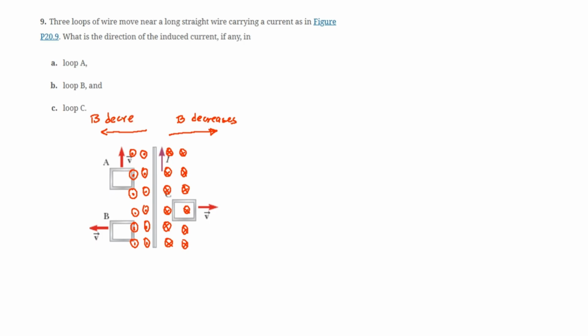So for this loop A, the magnetic field that passes through the loop A doesn't change in magnitude. It's the same magnetic field. And we know that we have a current induced only if there is a change in the magnetic field. Okay? So for loop A, we have that the current induced would be 0.